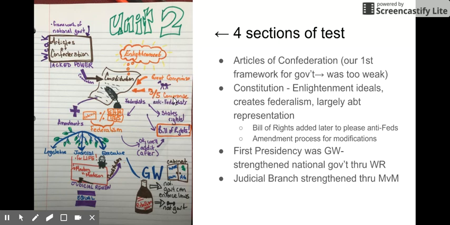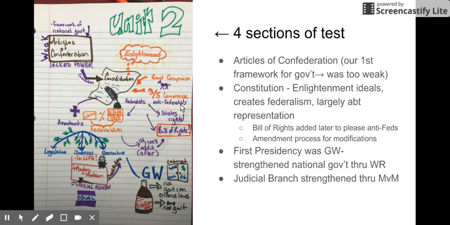And the 3/5 compromise, we learned about how slaves were basically considered 3/5 of a person and how that would affect representation, so that the slaveholding states of the South got more representation based on their slaves. So these two do deal with representation.